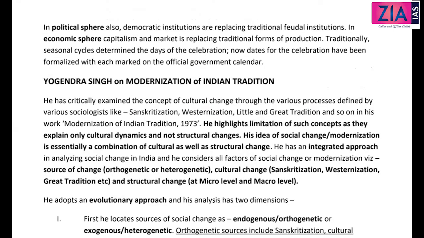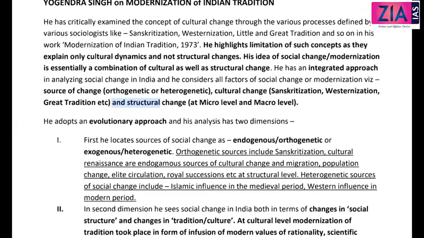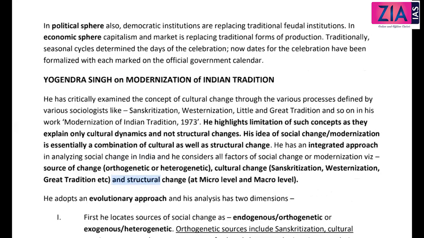In the political sphere of modernity, you can write democratic institutions. Economic sphere, we have discussed it many times now. So I hope you understood how modernity has happened, in which all areas, all these dimensions you write: economic, political, social, cultural. Okay, every dimension you need to bring in your answer.